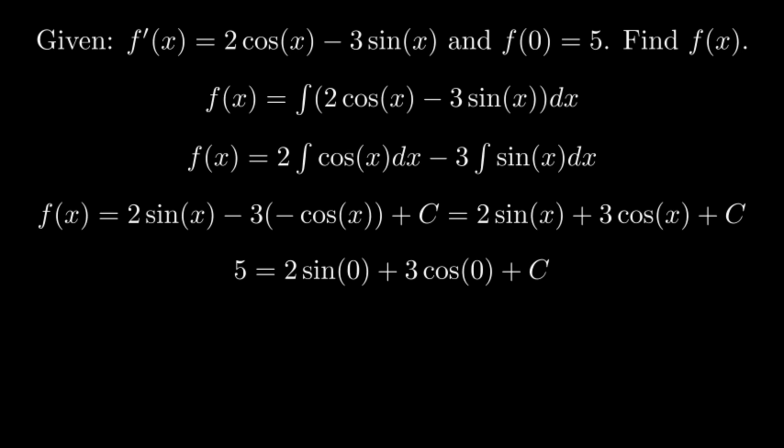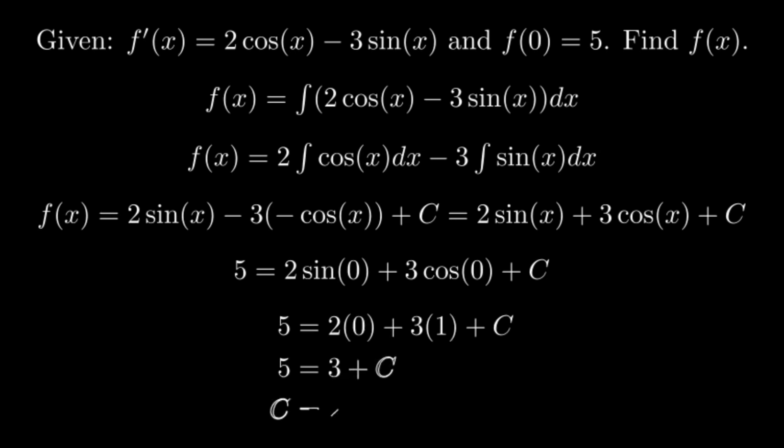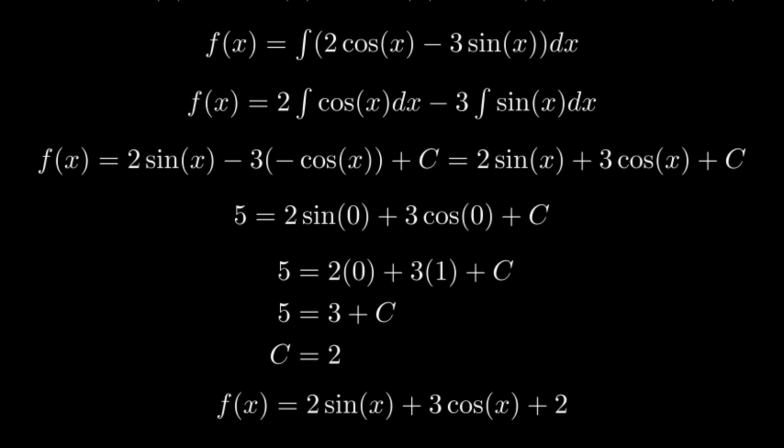Since sine 0 is 0 and cos 0 is 1, we have. So the constant c is 2. Therefore, the expression for f of x is 2 sine x plus 3 cosine x plus 2.